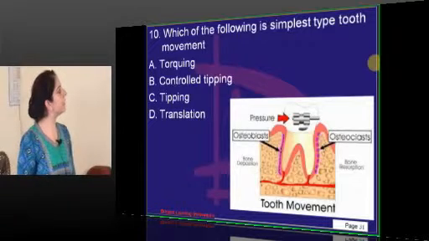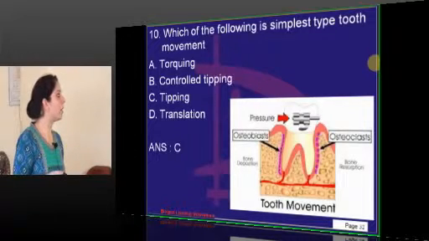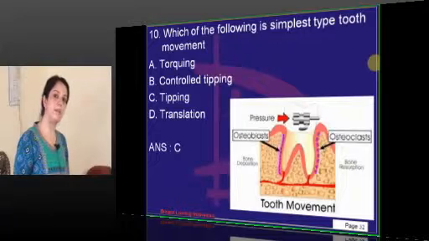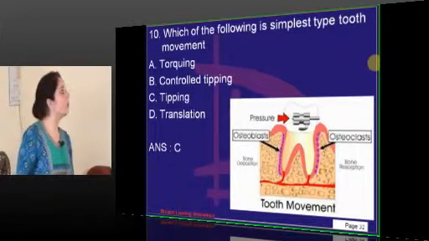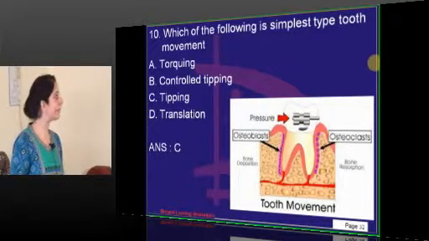Next is, which of the following is the simplest type of tooth movement? The answer is C. Now, tipping tooth movement is the simplest because not only can it be done by a fixed appliance, it can also be done by a removable appliance. In fact, removable appliances mainly have their action by tipping.